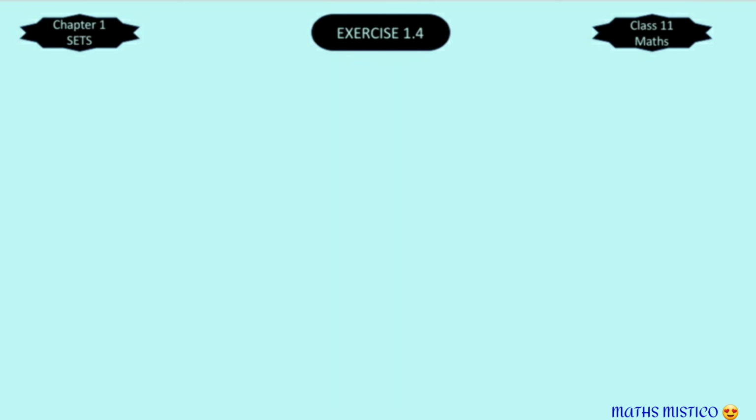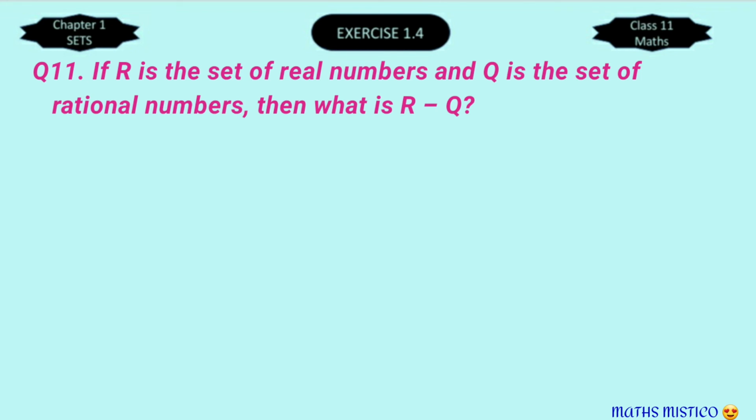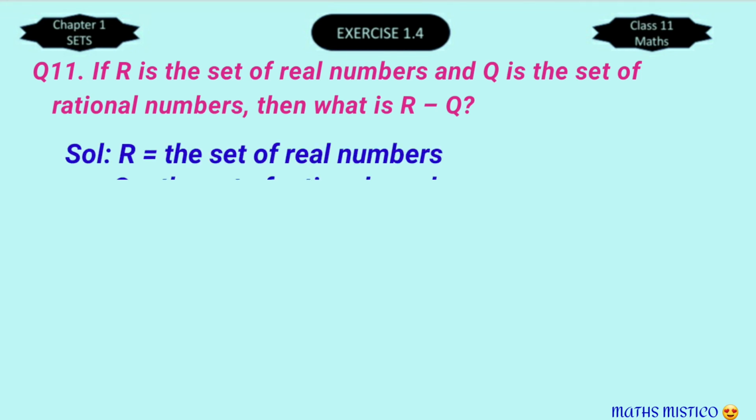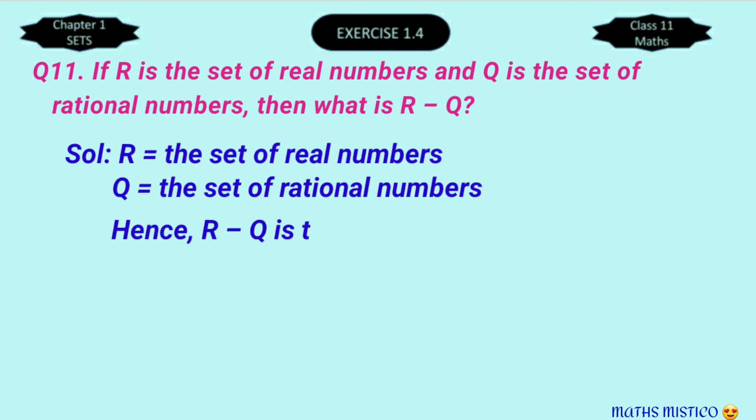In question 11, we have to find out R minus Q. We know that R is the set of real numbers and Q is the set of rational numbers. So which numbers are left if we remove all the rational numbers from the set R? They are called irrational numbers. So R minus Q is the set of irrational numbers.